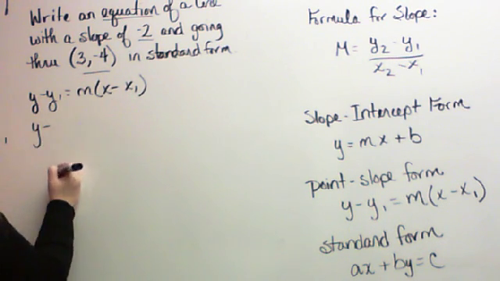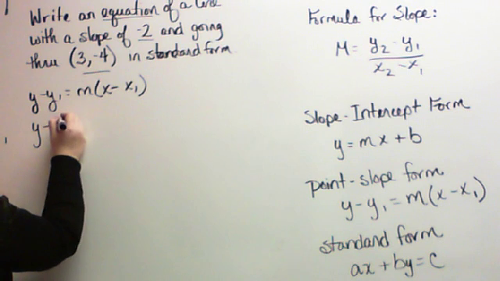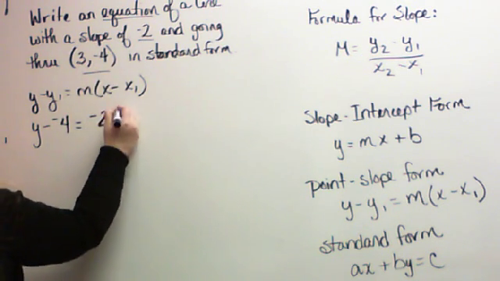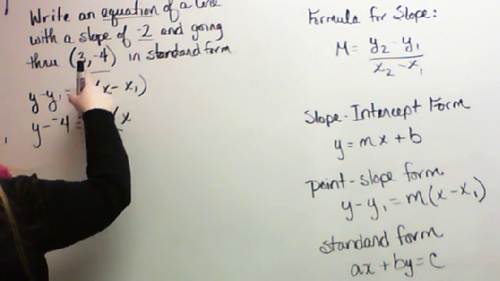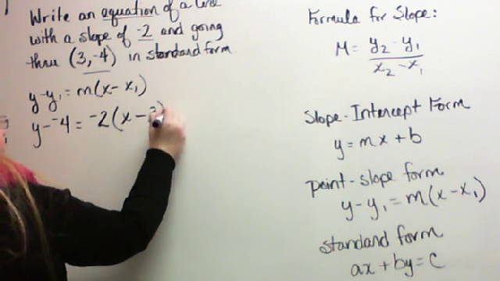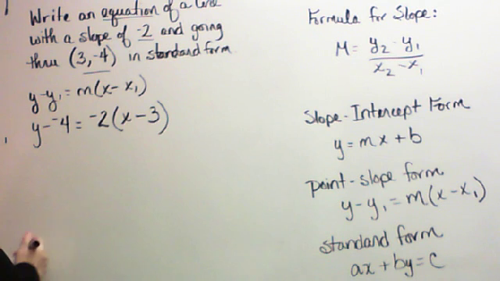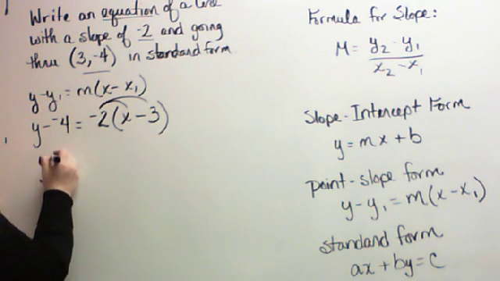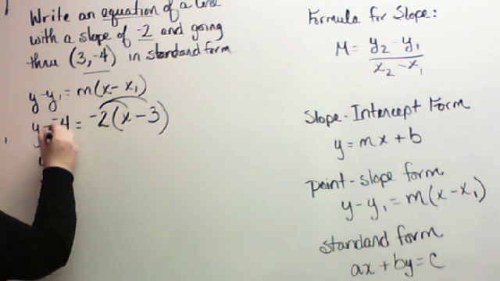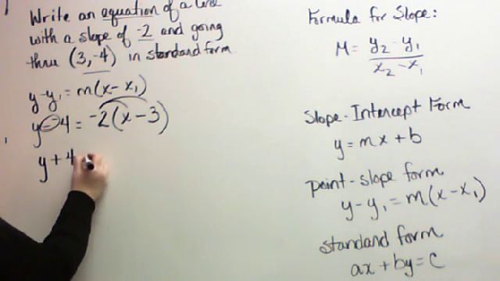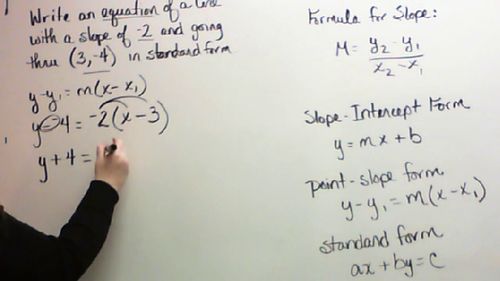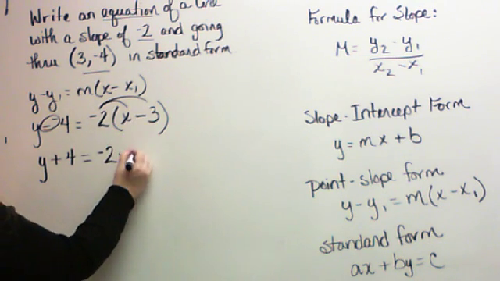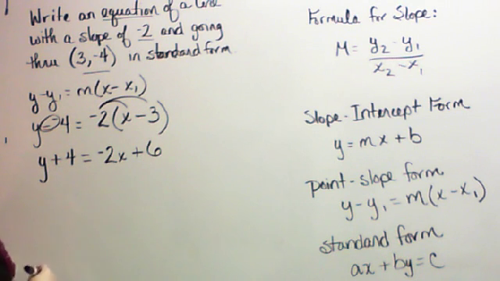My y1 in this case is -4. My m we said was negative 2. x1 is 3. Then I do my distribution just like before. So I get y plus 4, because we had that minus a negative. Negative 2 times x is negative 2x. Negative 2 and negative 3 gives me a positive 6.